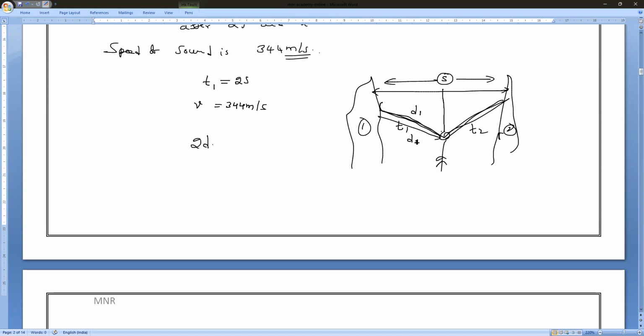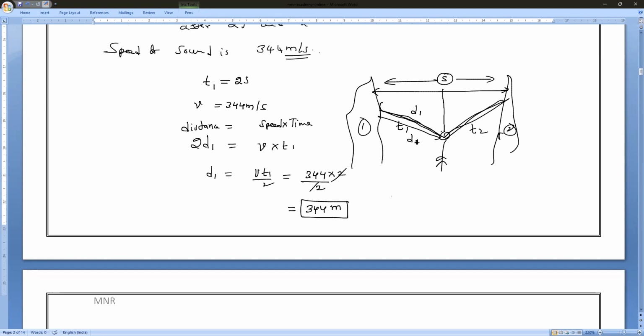2D1. Is it right or wrong? Distance is equal to speed into time. Will you all agree with me, everybody? So 2D1 is equal to V into T1. So from that, D1 is equal to V into T1 by 2, which is equal to 344 into 2 divided by 2. 2 gets cancelled. What is that, everybody?